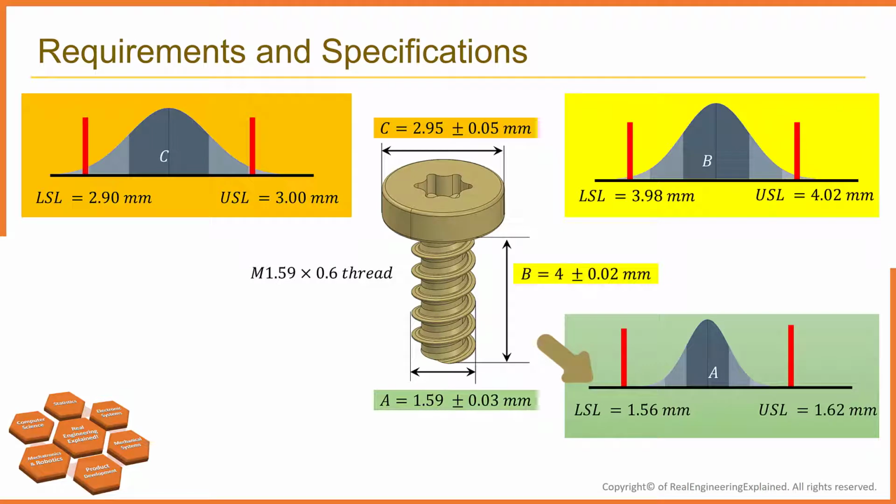Suppose the black horizontal line is a dimension. For dimension A, the USL, upper specification limit, is 1.62 and the LSL, lower specification limit, is 1.56 mm. For dimension B, the upper specification limit is 4.02 and the lower specification limit is 3.98 mm. And for dimension C, the upper specification limit is 3 mm and the lower specification limit is 2.90.